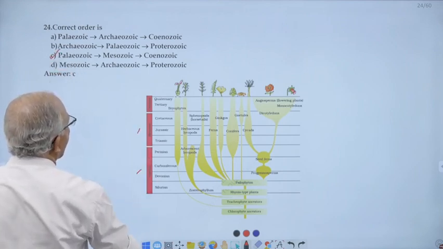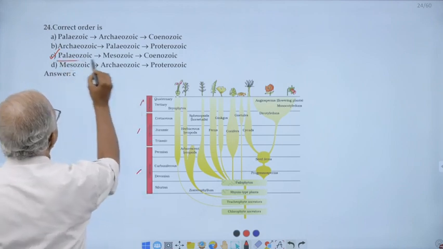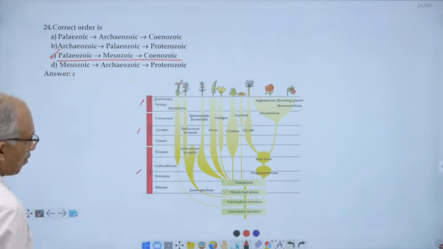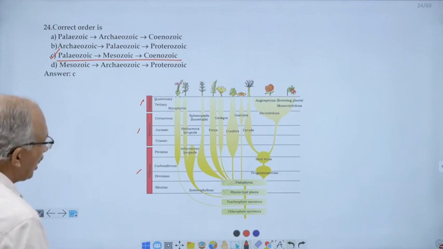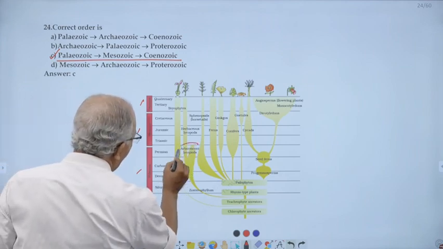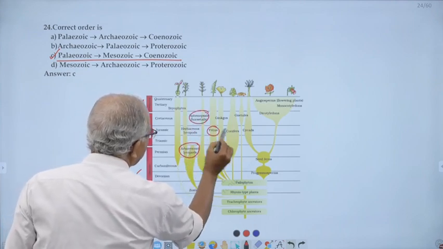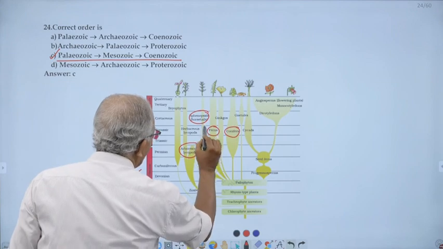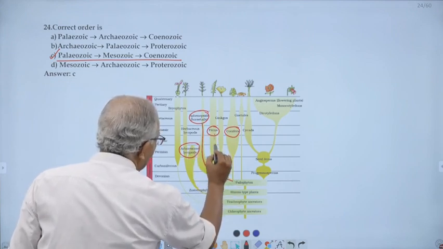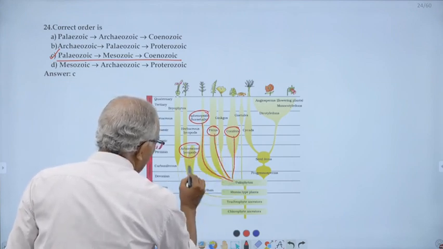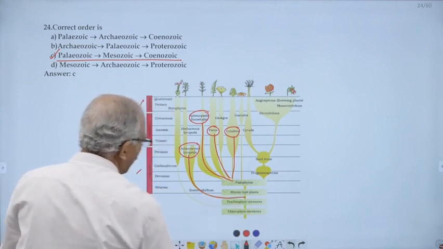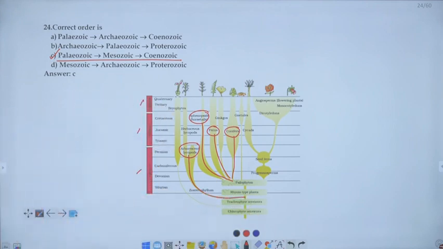Next. Correct order. The correct order is Paleozoic, then Mesozoic, Cenozoic. Here you can see the arborescent lycopods. The ferns, from the previous question, originated from the xylophyton. This one originated not from xylophyton, in between Tracheophyta and Rhinia.